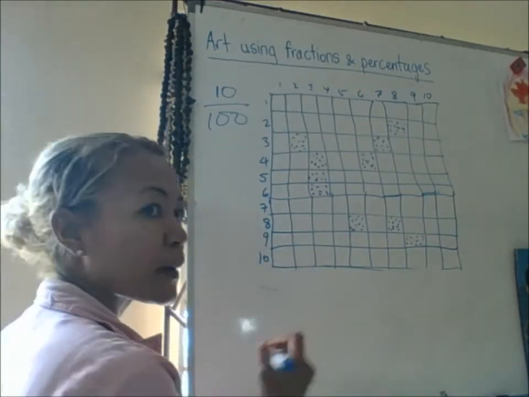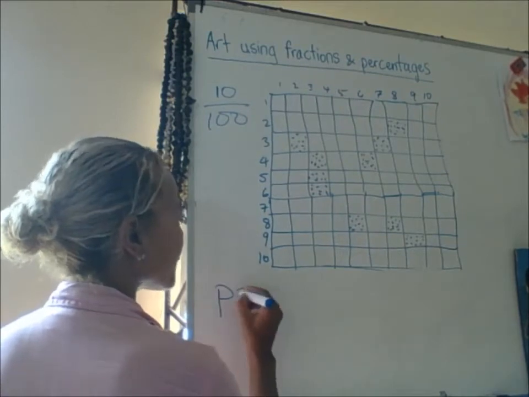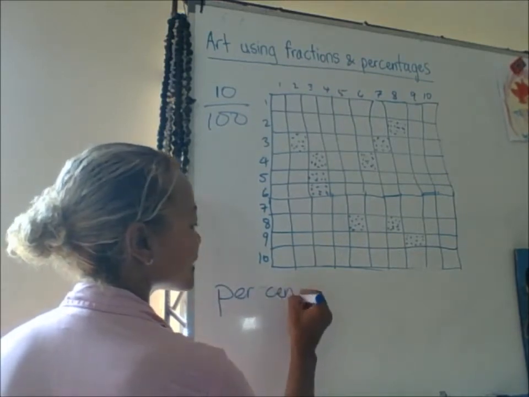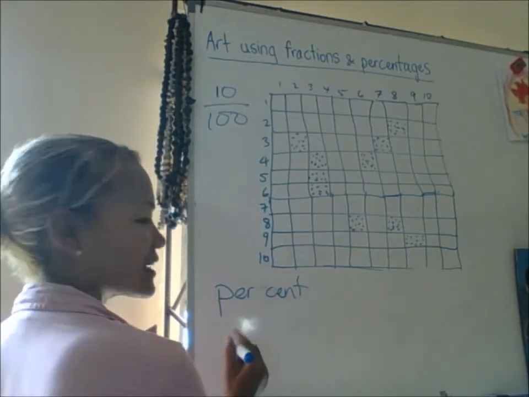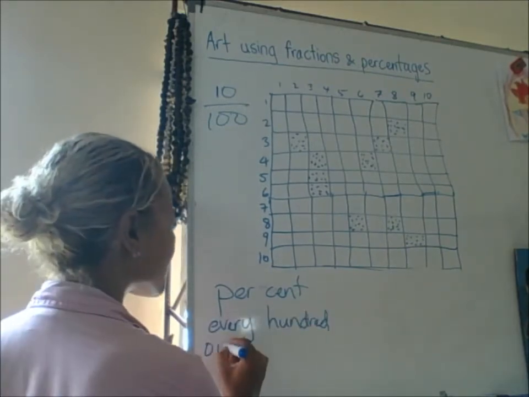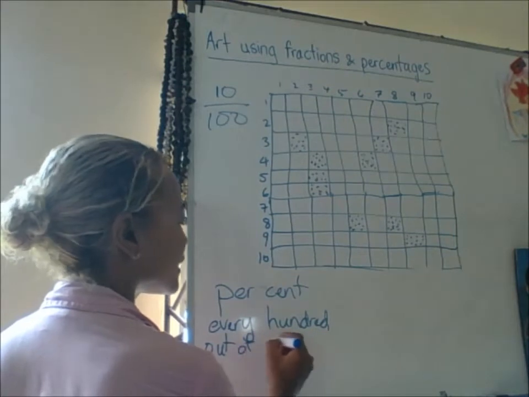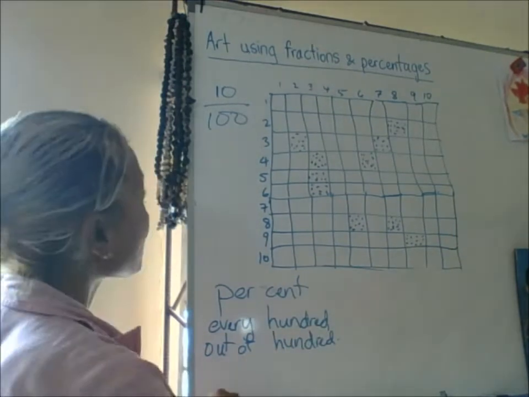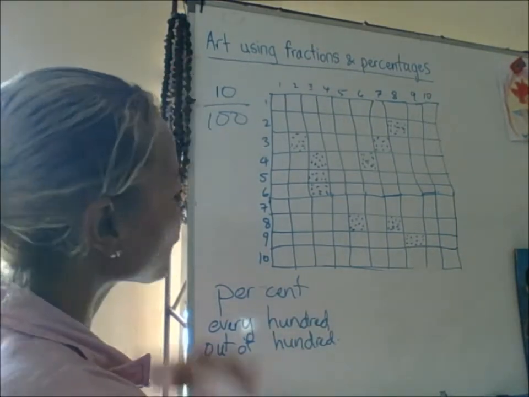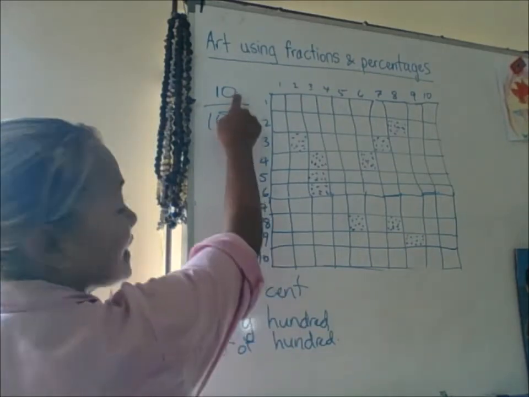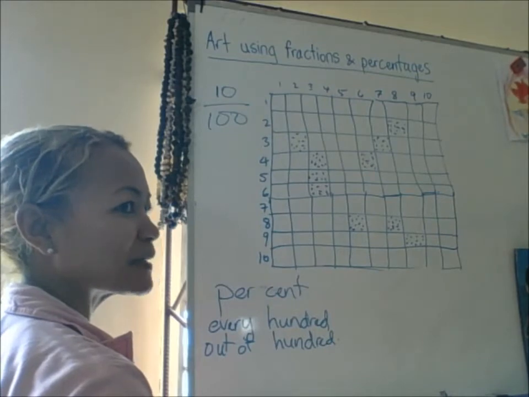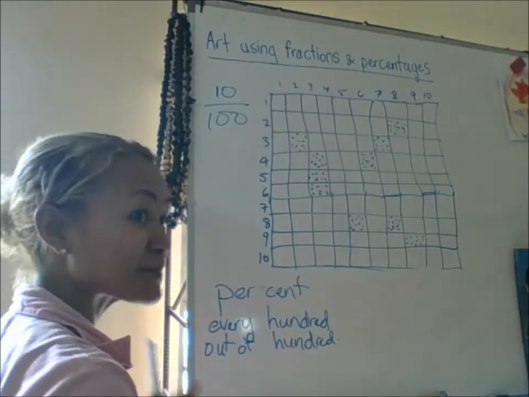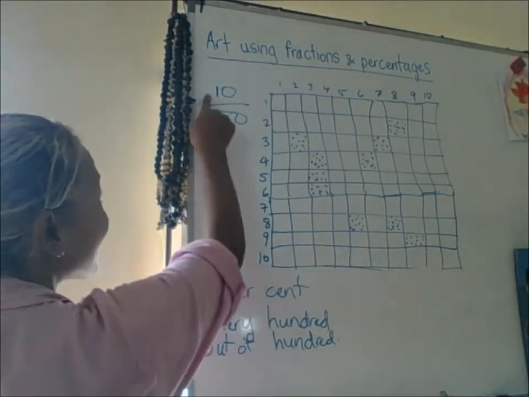Do you know what percent means? Percent means out of 100. So if we were to convert this fraction into percent, what would it be? 10%. Exactly. It's 10 out of 100.